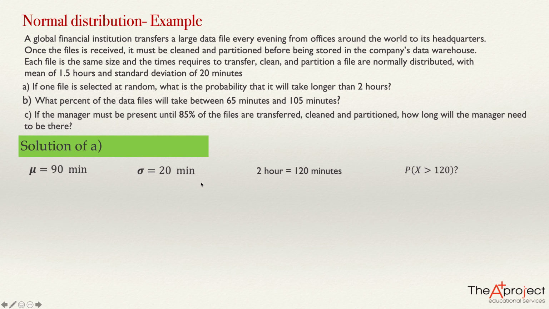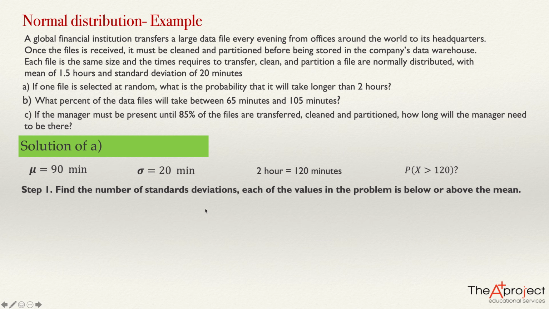Now that I have this, I can use the 3 steps that I use to solve a problem like this. If I want to use a normal distribution table, I divide the solution of the problem in 3 parts. And the first part, remember, is to find how many standard deviations each value in the problem is below or above the mean. This is the same as finding the z value. So I will be finding the z value of the only value that appears in the problem, 120.